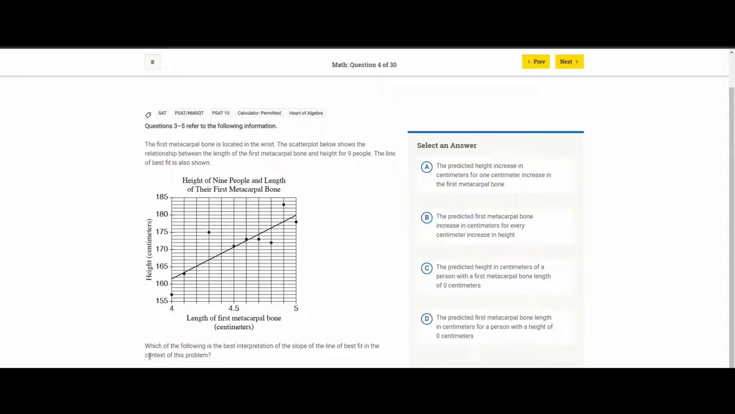Okay. And then for the scatter plot, which of the following is the best interpretation of the slope of the line of best fit in this context? So, let's see, predicted height.